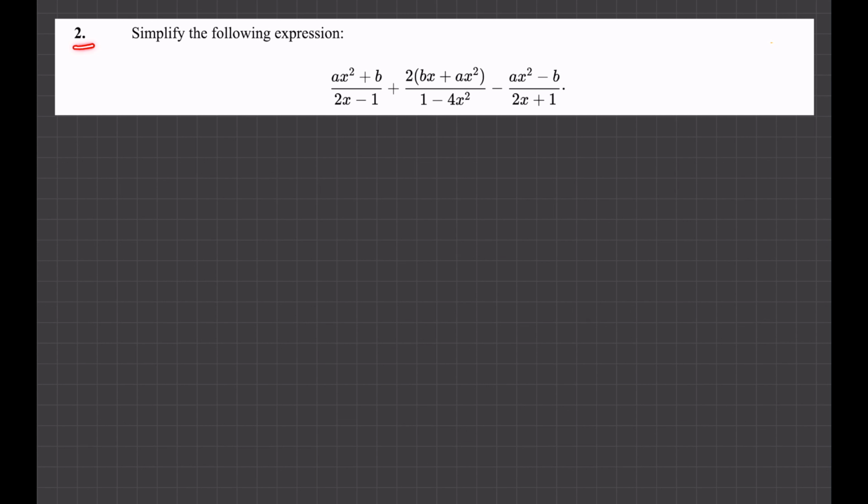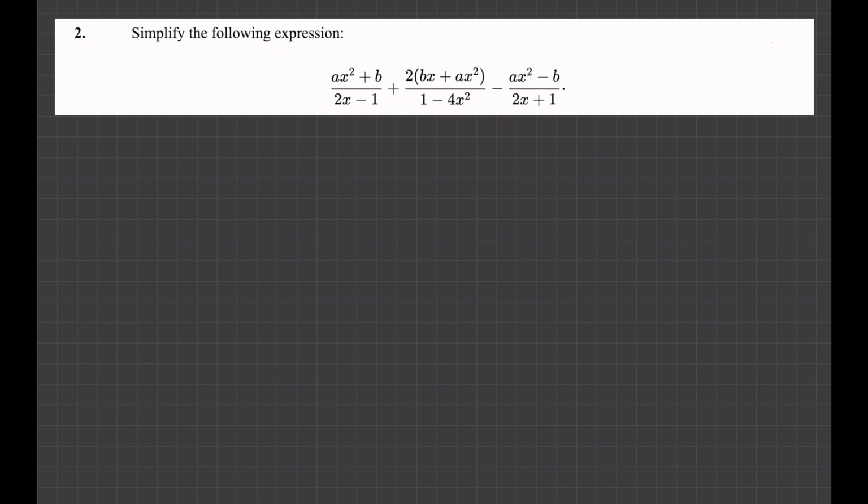Okay, problem number 2, simplify the following expression. I have 3 fractions, I want to add and subtract them. So of course you know that I have to find the LCD of the denominators. To do that I have to factorize the denominators. The first one and the third one are first degree polynomials, so they cannot be factorized more. But the middle one is a quadratic polynomial, and you can immediately recognize the conjugate pattern here.